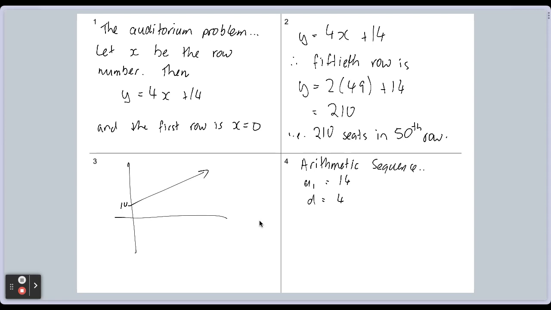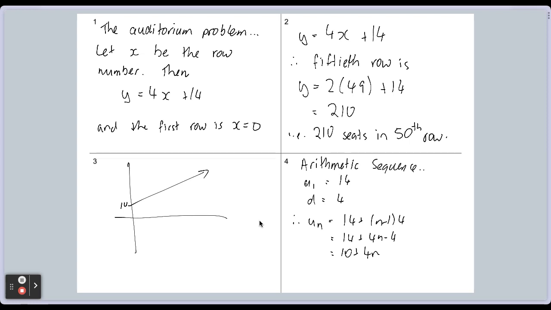That's good. That makes sense. It's going up by 4 each time. It's not negative 4. So therefore, u sub n is equal to 14 plus n minus 1 times 4. 14 plus 4n minus 4. So u sub n is equal to 10 plus 4n.